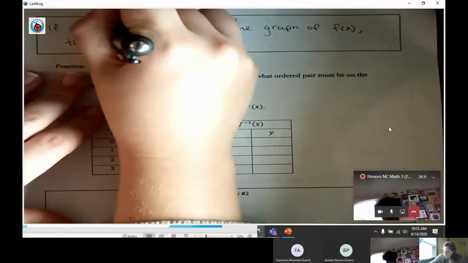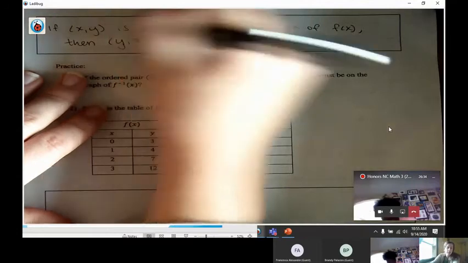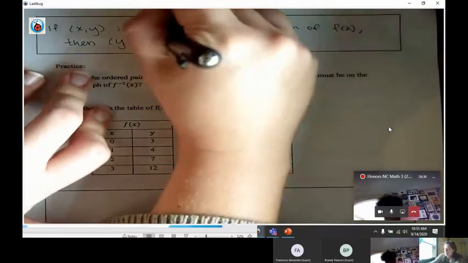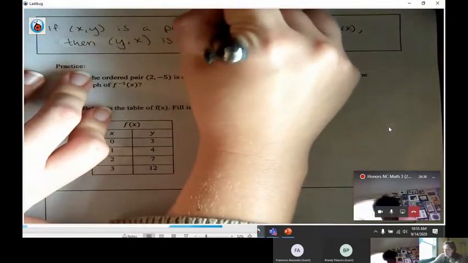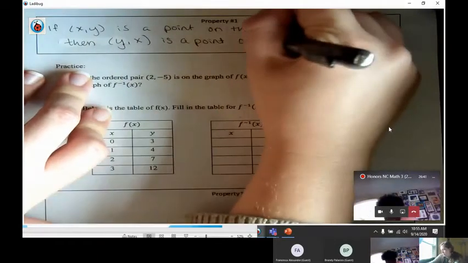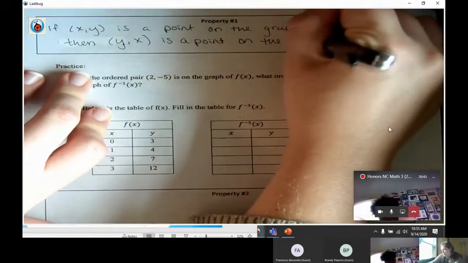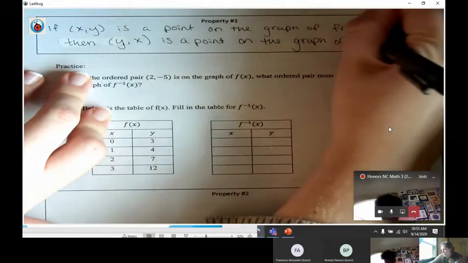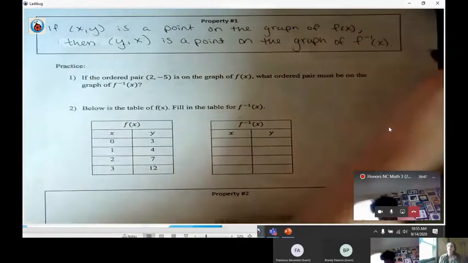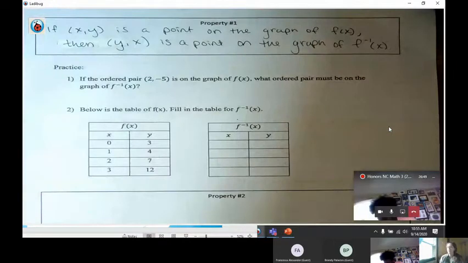So then y comma x is a point on the graph of f inverse of x. So basically, f inverse just has flip-flop points, okay?